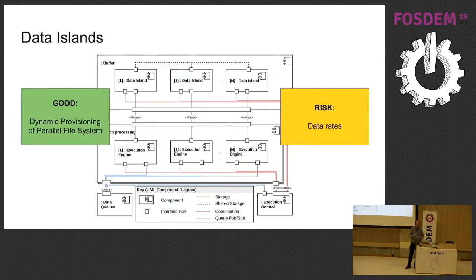So if you go back to this data island picture, most of this prototyping work has really been, can we join all these pieces together? Can we do the dynamic provisioning of slicing and dicing this piece up? Does this set of abstractions work for us? And working through those issues. The big risk we haven't addressed so far is how do we deal with these data rates?